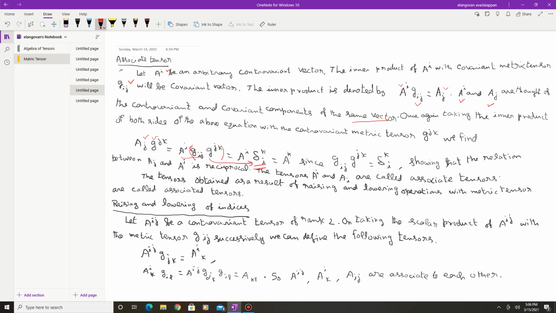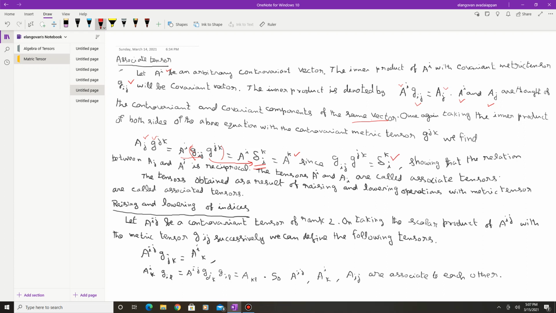We have already shown previously that if you multiply the covariant metric tensor and the contravariant metric tensor, the result gives delta^k_i. When k is equal to i, it is unity, otherwise it is 0. Now this will have a non-vanishing value only when k is equal to i. So the right hand side becomes A^k. Here g_ij g^jk is delta^k_i, and we are using this property.